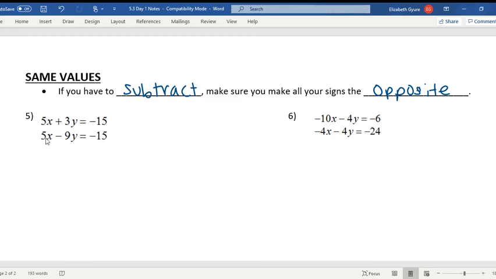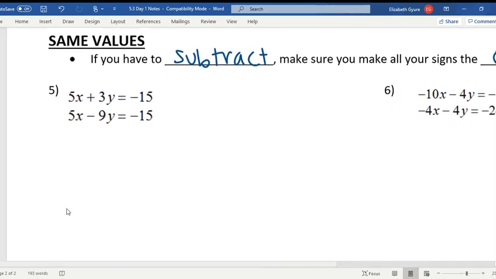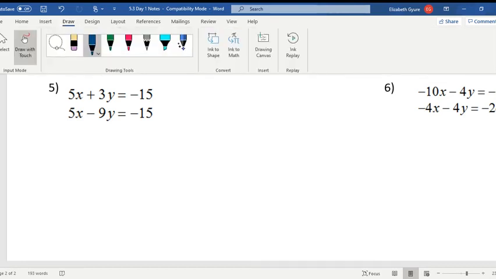Okay, so here, take a look at number 5. Do you guys see something that matches? Okay, yeah, 15 and 15, but look at the variables like x's and y's. Yeah, the two 5x's. Normally, we want opposites, right? We want a positive 5x and a negative 5x, but this one's not giving that to us. It's giving us a positive and a positive. If we add those, it's not going to work. But what if we subtract them? Then it will work.